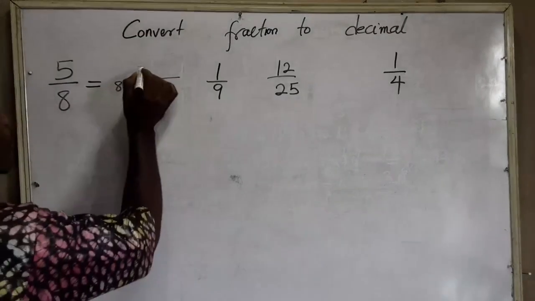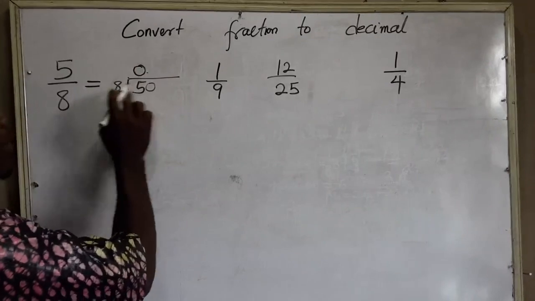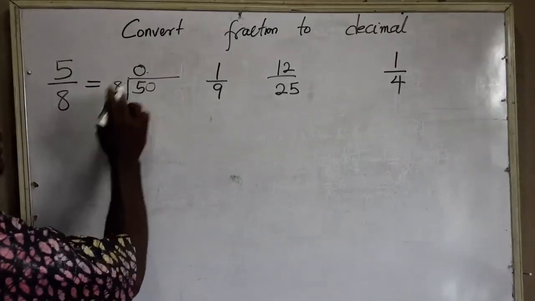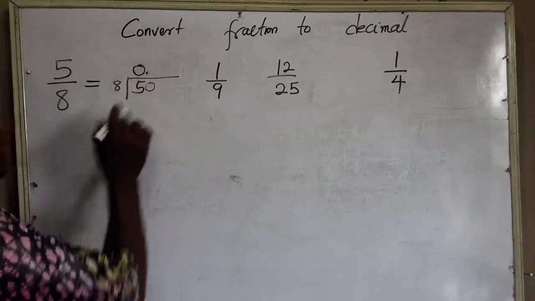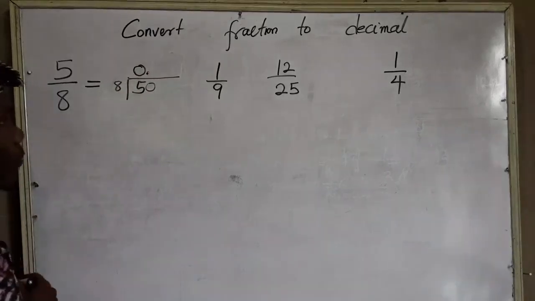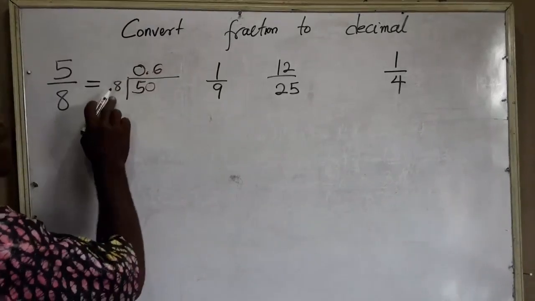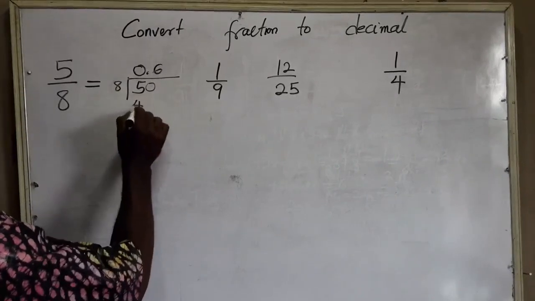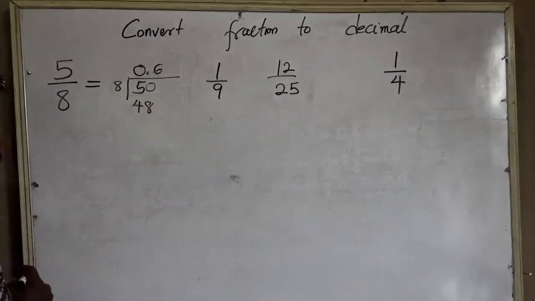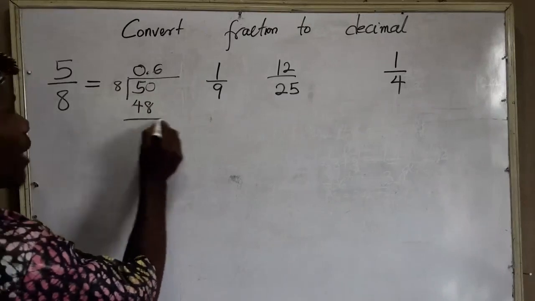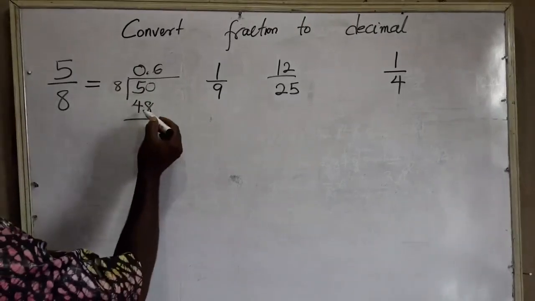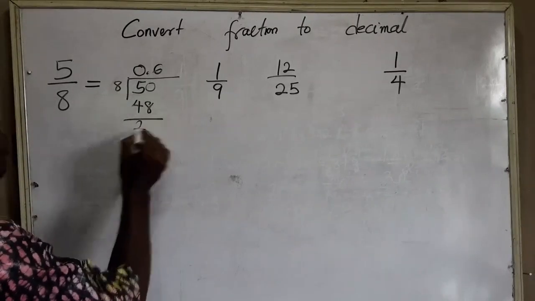So you put 0 point. Now it's easy for 8 to go into 50. 8 in 50 goes 6 times. 8 times 6 gives us 48. So you subtract: 50 minus 48 gives us 2.